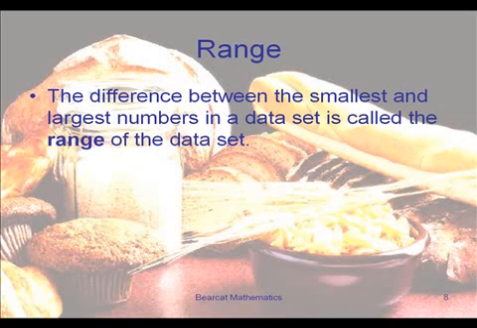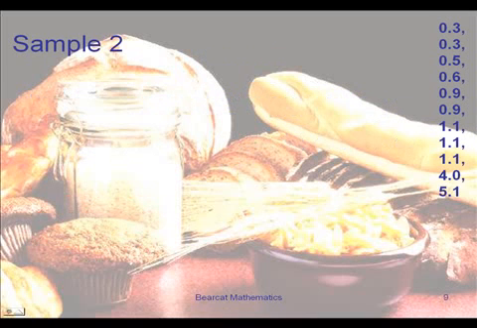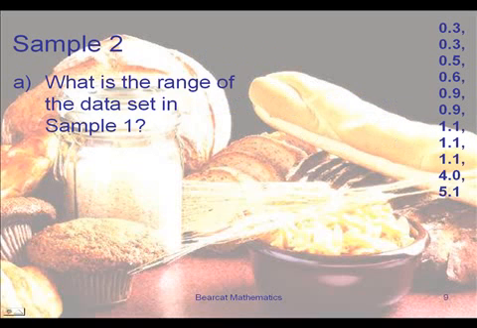Range. All range is, is just the difference, or subtraction, of the smallest number from the largest number in a set of data. So if we're going to try to find the range in sample 1, we have to find the biggest number and the smallest number and just subtract. So 5.1 minus 0.3 is 4.8. So the range of the data is 4.8. It's basically how far is the top from the bottom.